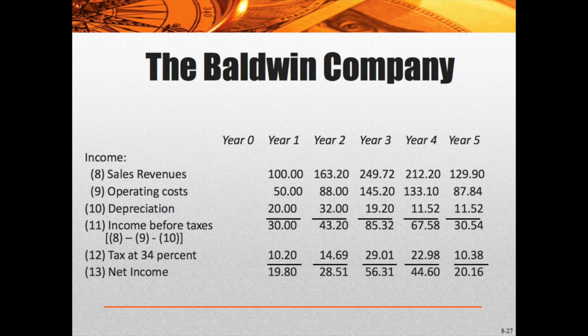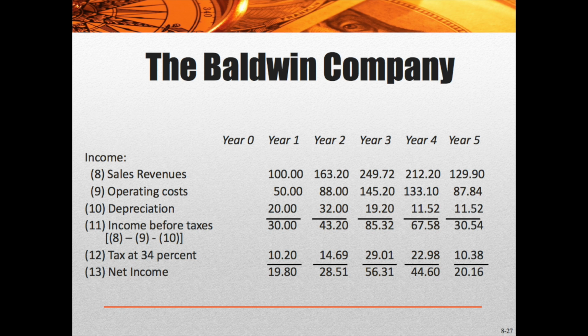We get to line 11. Now, line 11 is simply a calculation. We have sales revenue, operating costs, and depreciation. So now we know what our income is before taxes. It's 8 minus 9 minus 10. Line 8 is $100,000 in sales revenue year 1. Operating costs and depreciation equals 70. So income before taxes is 30. Obvious calculations going through year 5.